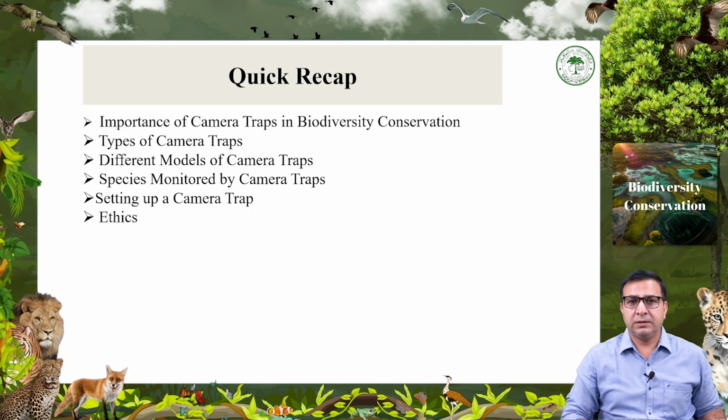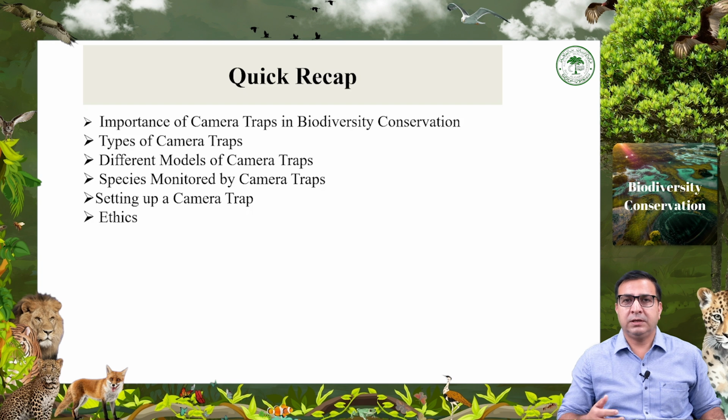In our last lecture, we discussed the importance of camera traps in biodiversity conservation. We explored various types and models, including infrared and flash cameras, and the species that can be monitored using these tools. We also reviewed how to properly set up camera traps, and discussed the ethical considerations involved in their use. In today's lecture, we will explore the research applications in more detail.